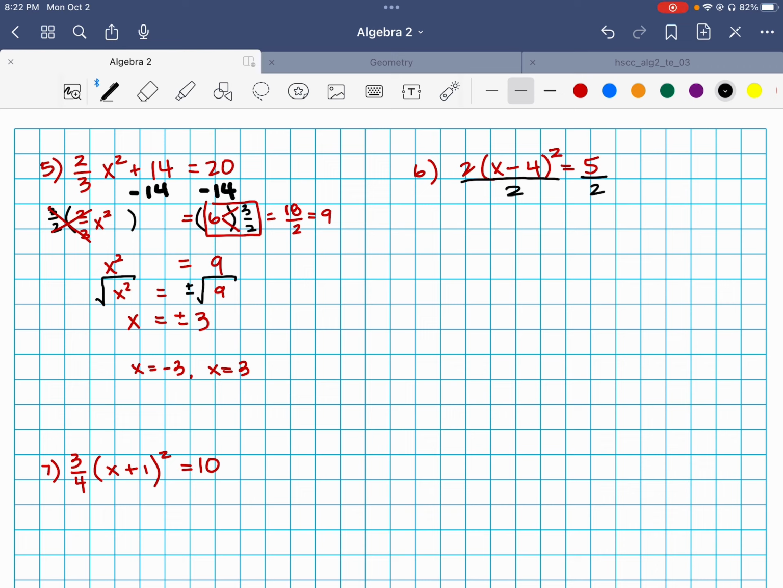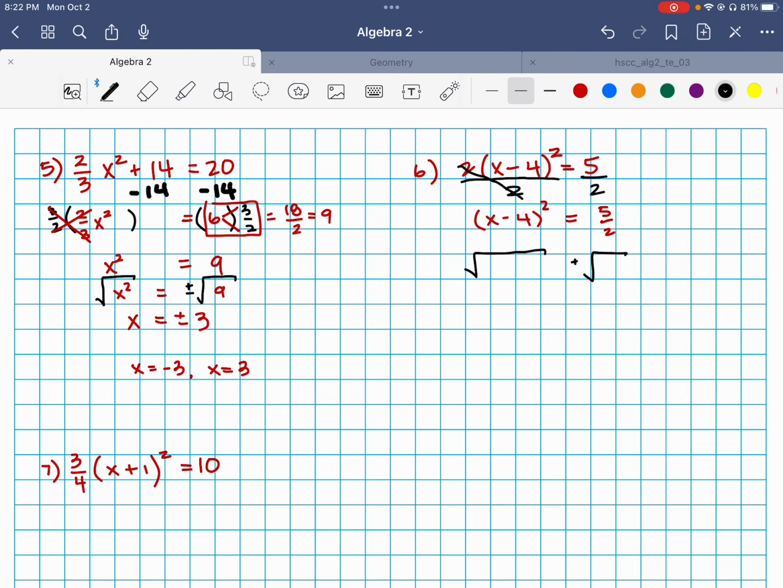Since there's just an x or an x squared in the problem, we can go ahead and try to isolate it. This is going to give us x minus 4 squared, because the 2's cancel out, equals some fraction. Now I can't divide 5 by 2, or I can, I just don't want to get a decimal, so I'm going to leave it as 5 divided by 2. Next, I'm going to take the square root of both sides of the problem to get rid of the square.